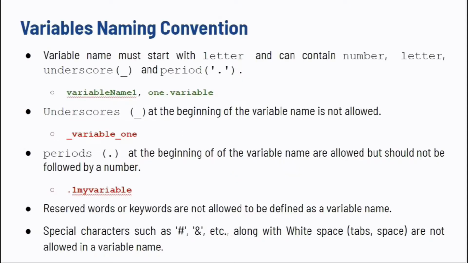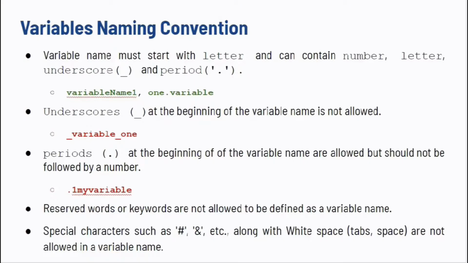So here we have some naming conventions for variables in R. Any variable name in R must start with a letter, and it can contain a number, letter, an underscore, and a period, which is a dot symbol. Here we have variable_name1 and 1.variable, which are valid variable names in R. A variable name cannot have an underscore at the beginning of the variable name. And here we have an example with variable name as _variable_1, which is invalid.